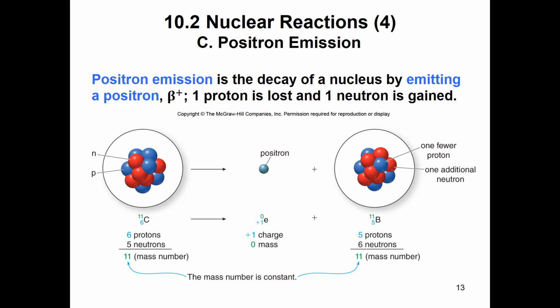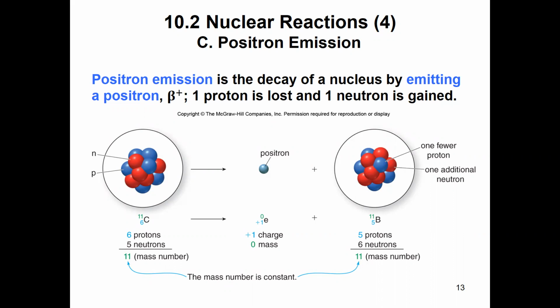So the mass number of the positron is 0. That means the mass number for the new element is still 11, like carbon 11. But for the atomic number, we need to remove 1 because the positron has a +1 charge. So the new element should be only 5, because 5 plus 1 will be 6, like the carbon 11. So that's atomic number 5 for the new element.